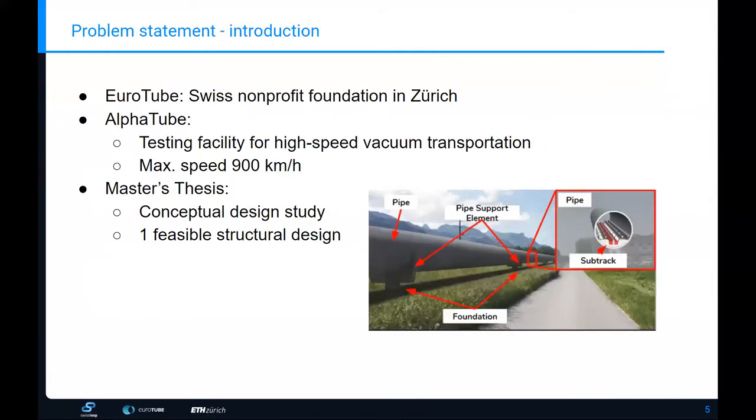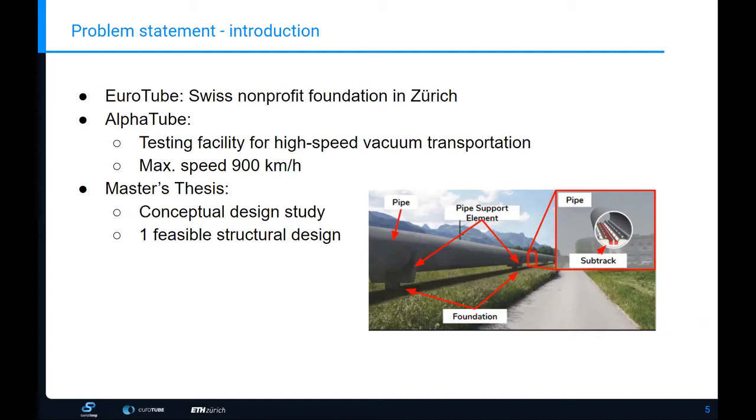As I already mentioned, I am working for EuroTube, which is a Swiss non-profit foundation in Zurich. It's working on its first project, the AlphaTube, which is actually a Hyperloop that shall be situated in the Canton Wallis and that shall provide a testing facility for high-speed vacuum transportation. So the goal is to construct this tube either in steel or in concrete so that vehicles move with a maximum speed of 900 kilometers per hour through this tube.